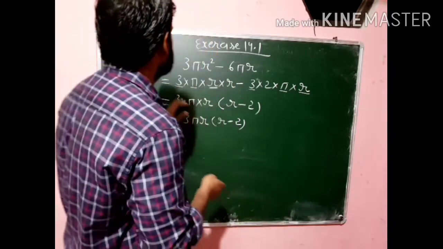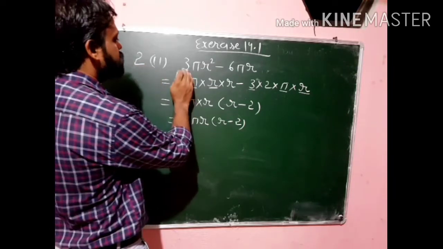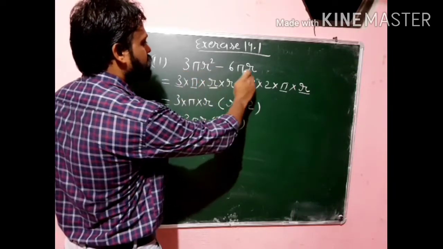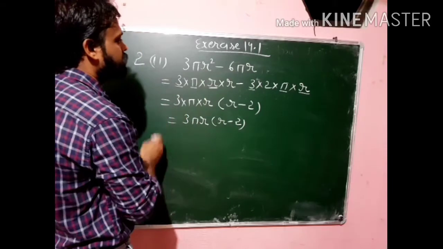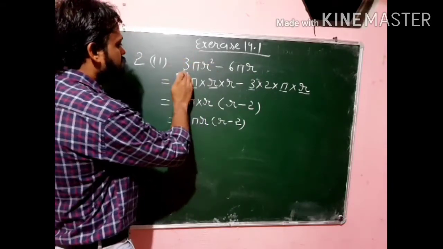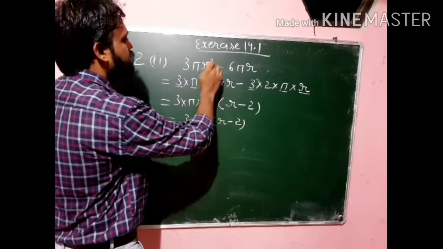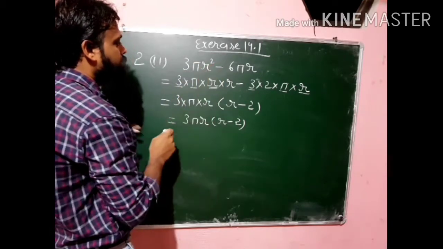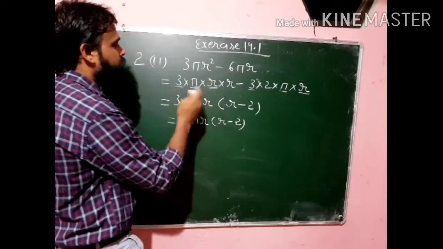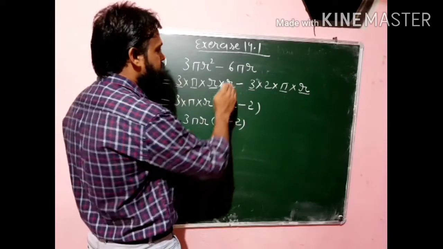Now see this one also. It is also very easy. Second part. You can see in this case 3 pi r square minus 6 pi r is given to us. We have to find the factors. First of all, do the factors of each term. So in this case we can write it as 3 multiplied by pi multiplied by, now here you can see r has power 2, so you have to multiply r two times, meaning r multiplied by r. Then the minus sign as it is.